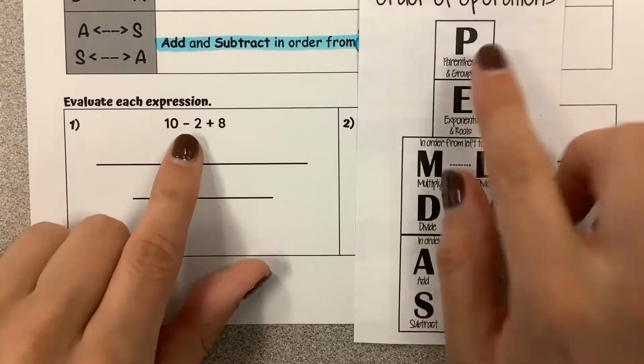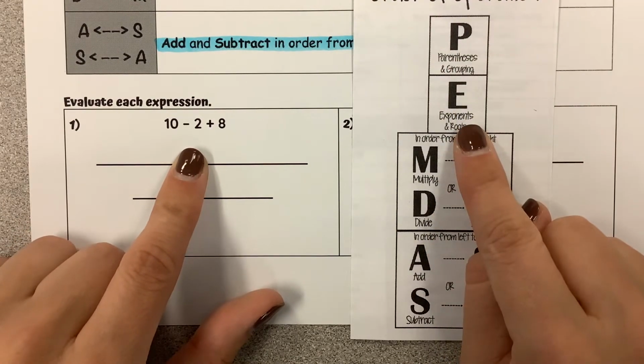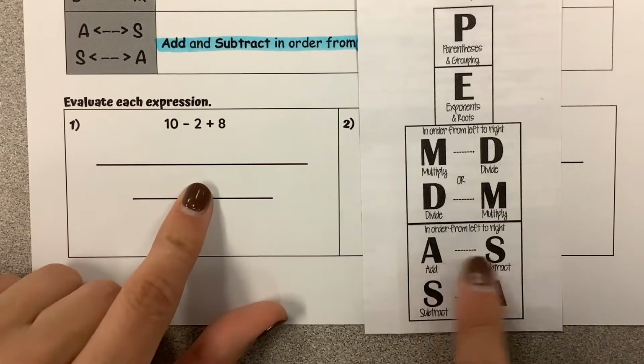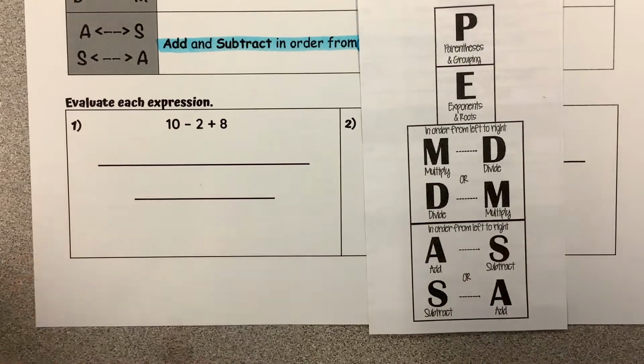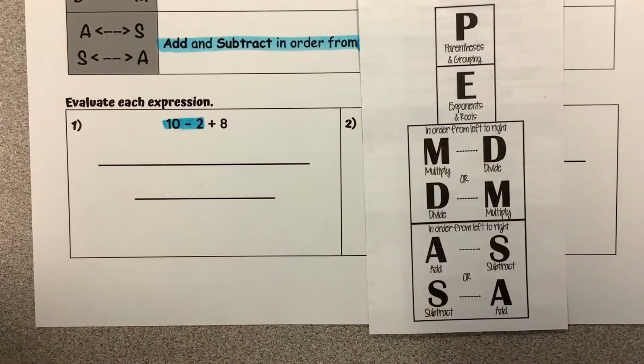So I'm just going to go through each step. Are there parentheses? No. Are there exponents? No. Is there multiplication or division? No. Is there addition or subtraction? Yes, and we go in order from left to right. So our subtraction is furthest to the left. So I'm going to highlight 10 minus 2 because that's what I need to start with.